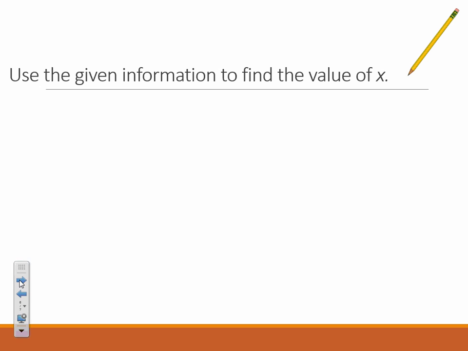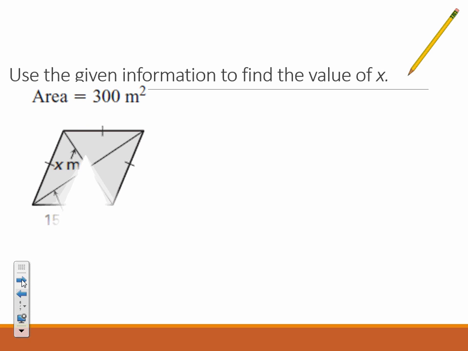And now we're going to solve for x in a couple examples here. So go ahead and write this one in your notes. This time we're given the area is 300 meters squared, so 300 square meters. And we're going to try to find out how long one aspect of our rhombus is. This is a rhombus, I can tell because all of the sides are marked the same. And we will set up the area formula for a rhombus. So we're going to do 1/2 diagonal 1 times diagonal 2.